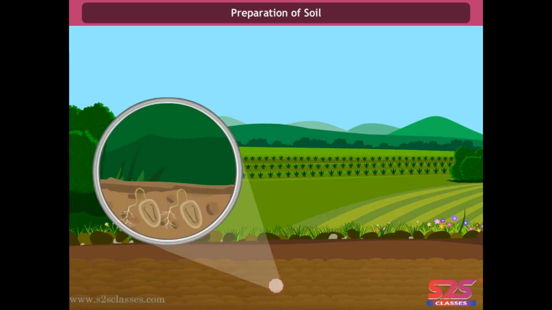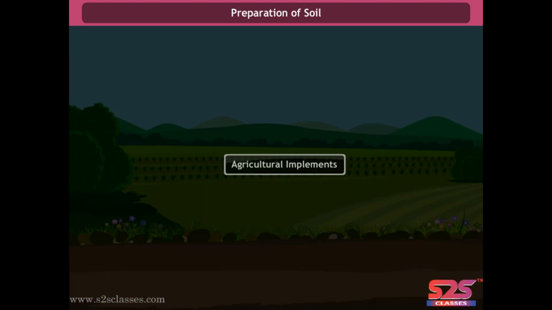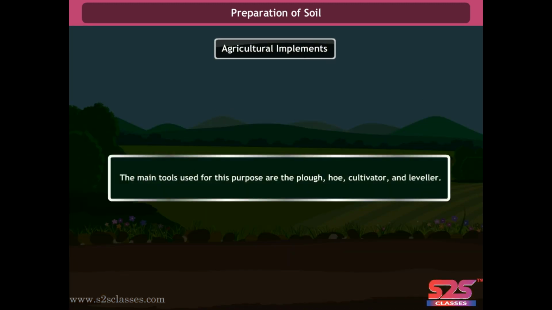It helps in the growth of earthworms and microbes present in the soil. These organisms further turn and loosen the soil and also add humus to the soil. It uproots the weeds and kills them. This is done by using some devices known as agricultural implements. The main tools used for this purpose are plough, hoe, cultivator and leveler.